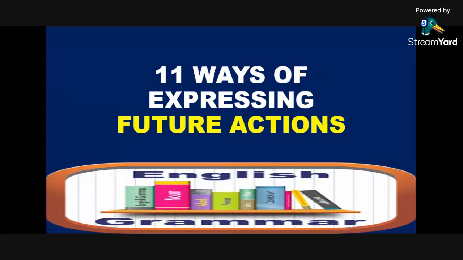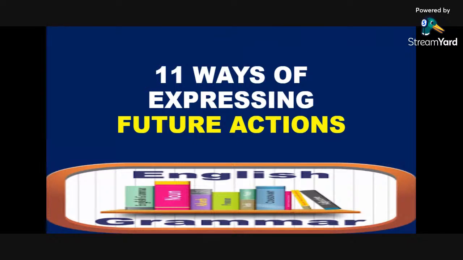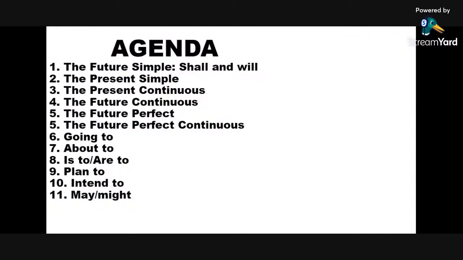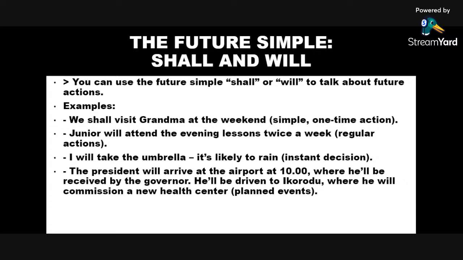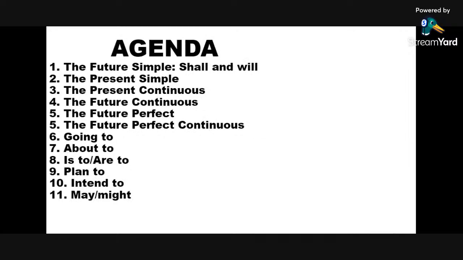Now let's begin with the agenda for today's lesson. We have 11 items on our agenda because we want to look at 11 ways of expressing future actions, 11 of them, okay? And so we have 11 items on our agenda to enable us to cover the 11 different ways of expressing or talking about future actions.